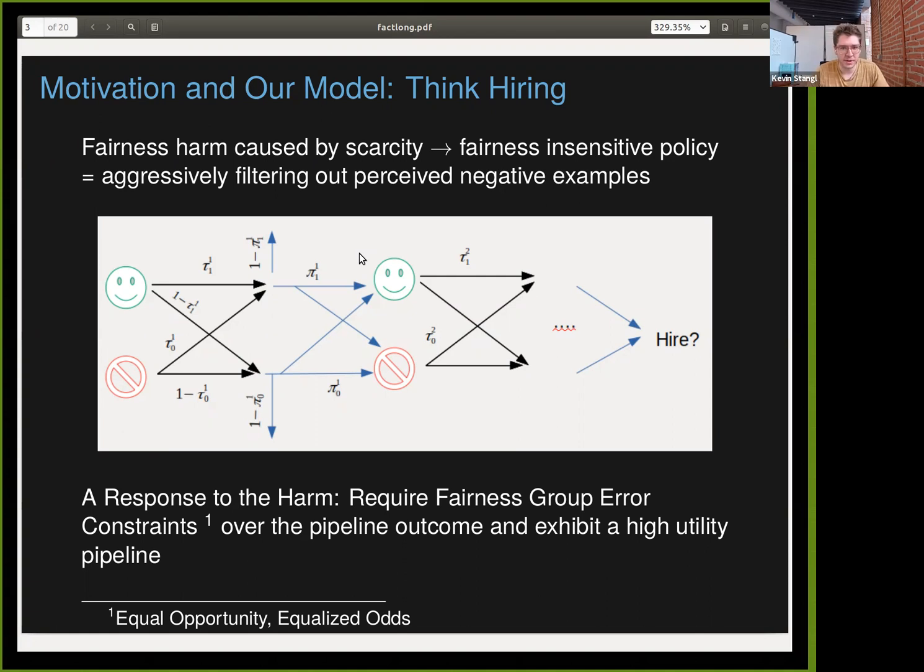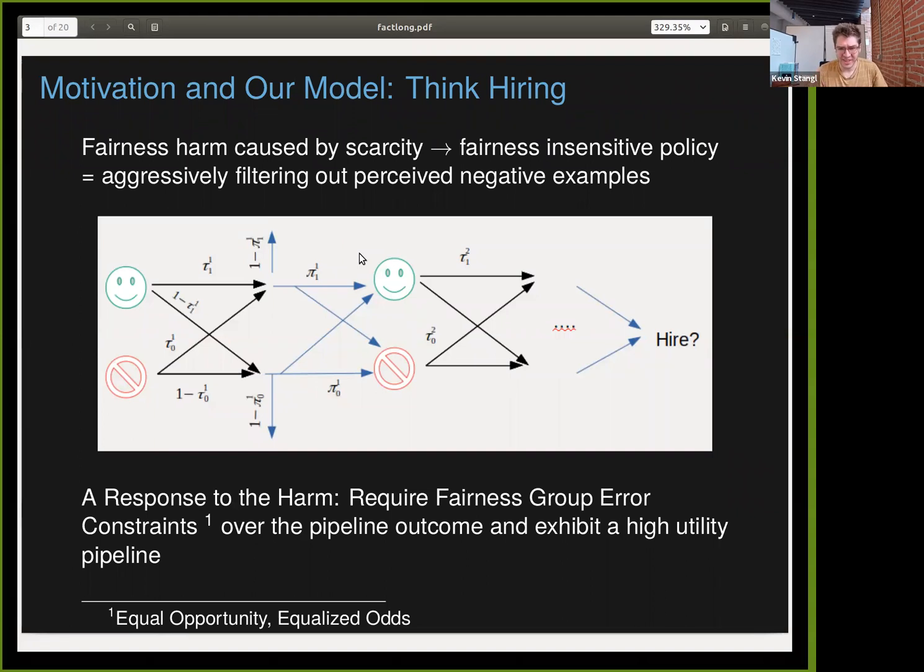Absent fairness constraints, we're going to assume that these tests are effective, so that positives are more likely than negatives to pass them. And if you just care about, for instance, minimizing your expected interview costs for the final stage interview, and you assume these tests are effective and cheap, you'll just use all the tests and only promote people who pass through the stages, and you're going to keep filtering out negatives.